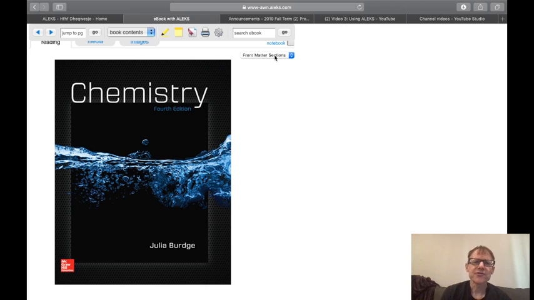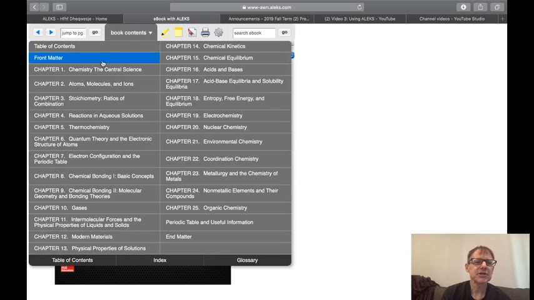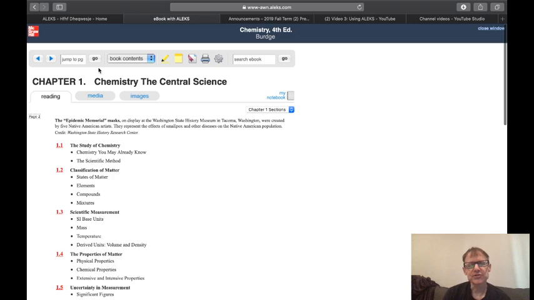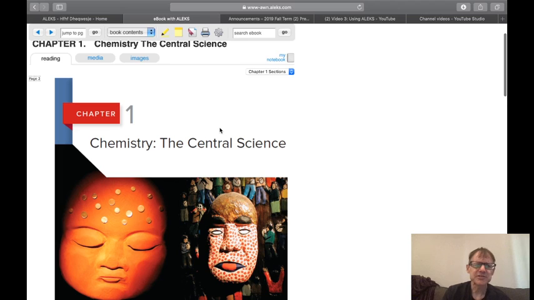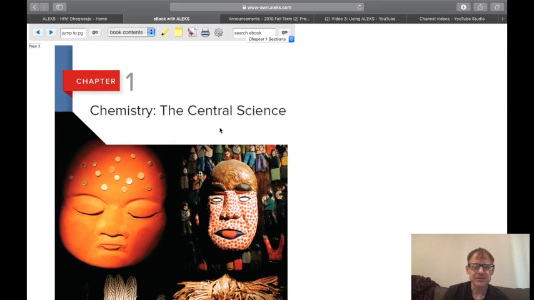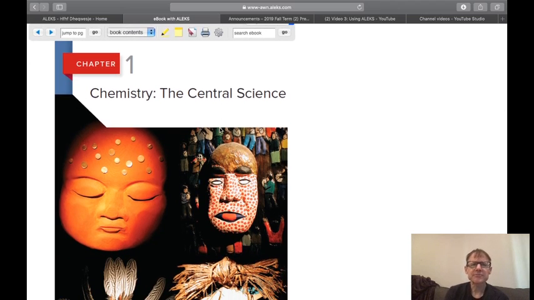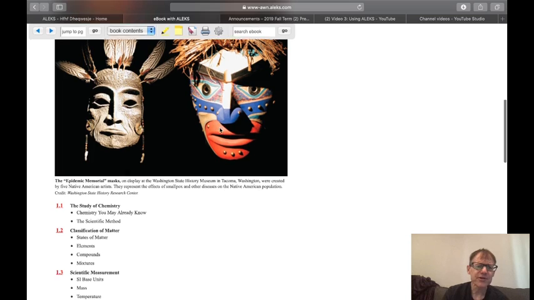Okay, so this is the front page. I'm going to go into the book contents here, and I'm going to go to chapter 1 because our course is starting with chapter 1. So essentially what they've done with the ebook is they've taken the physical book and digitized it and put some links in there, so it pretty much looks the same as the physical book. So chapter 1, Chemistry, the Central Science, that's where we're going to start off.